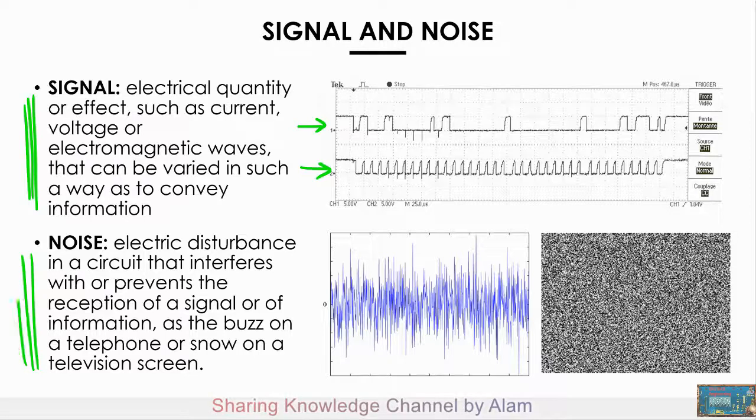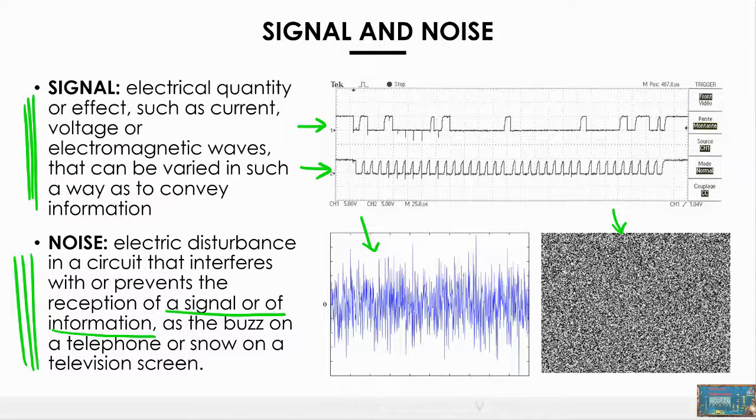Conversely, noise is an electric disturbance in a circuit that interferes with or prevents the reception of a signal or of information. You can think of it as the buzz on a telephone or snow on a television screen, like shown here. This graph here shows how the voltage looks when it's carrying just noise and no signal. As you can see, the voltage here is just going up and down in a random fashion and not carrying any information. It is important to make sure that the signal is always much bigger than the noise.